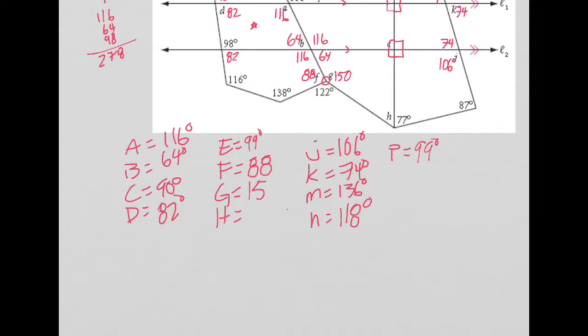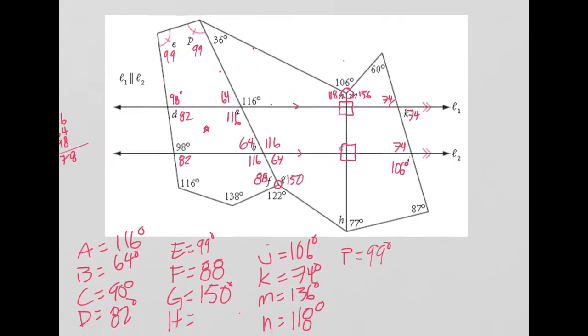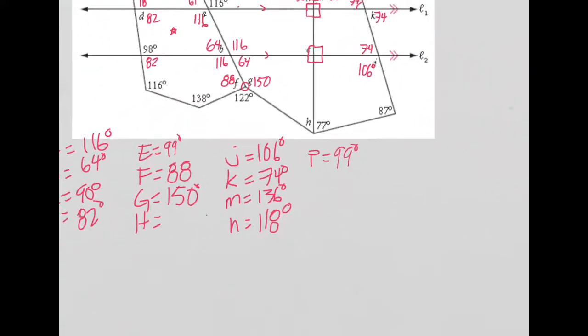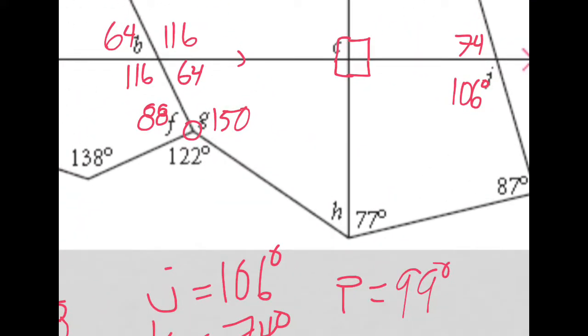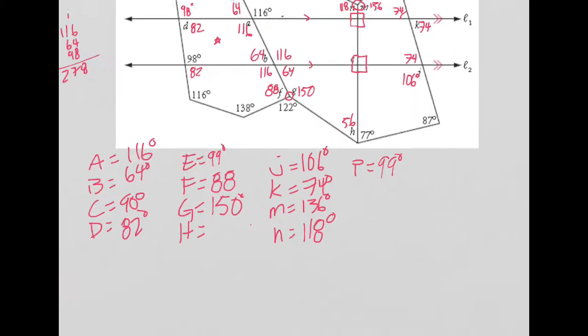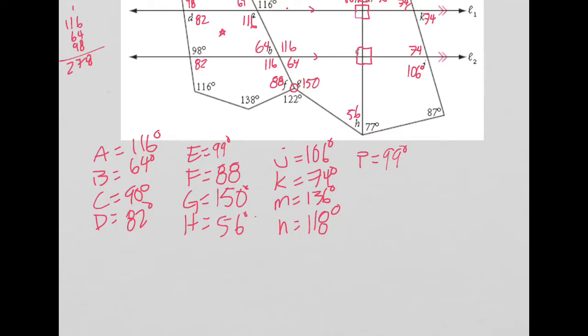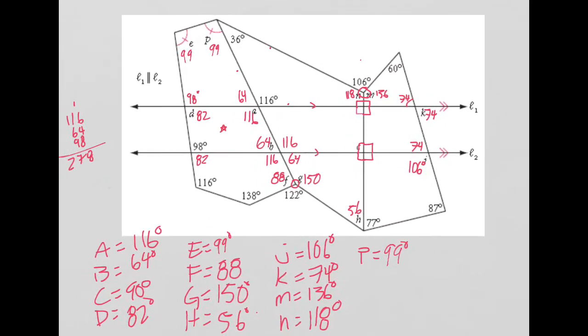Notice that there's not really any particular specific strategy for this. I'm just noticing things and filling them out. So just look for stuff you know and use it. So last thing we need to find is H right here. 1, 2, 3, 4. It's another quadrilateral, and we have 1, 2, 3 of the angles. So 360 minus 150 minus 64 minus 90 gives you 56 degrees for H. So I believe we have found all of the values that we are interested in. Boom.